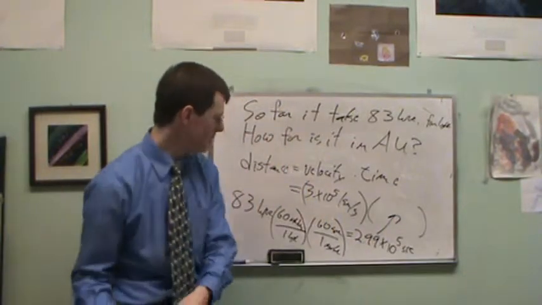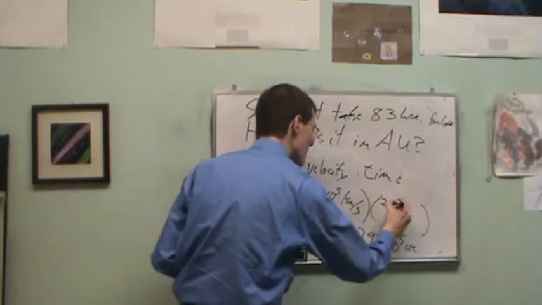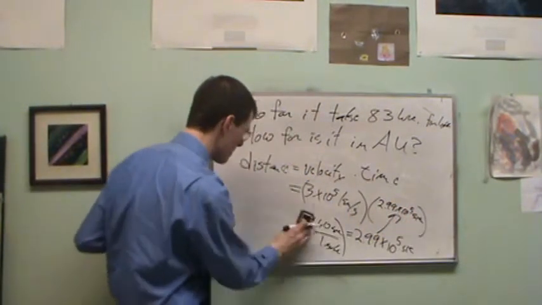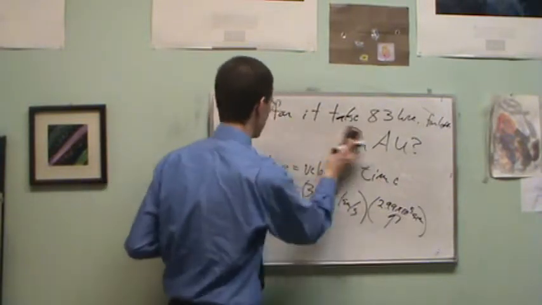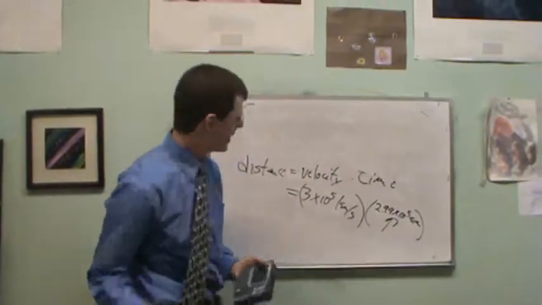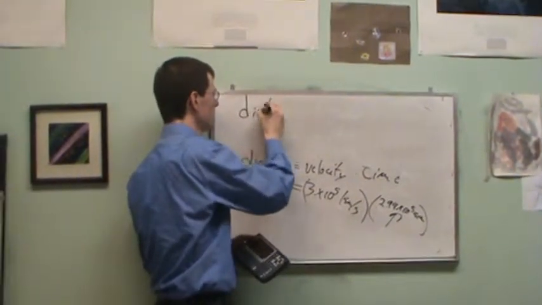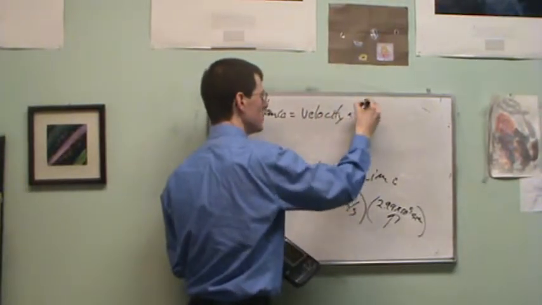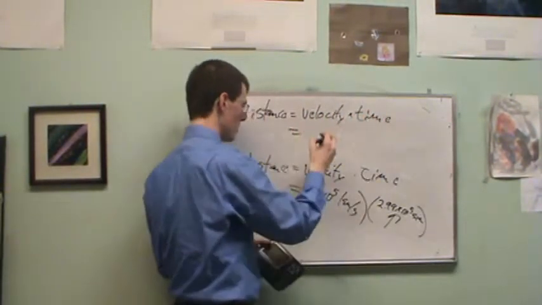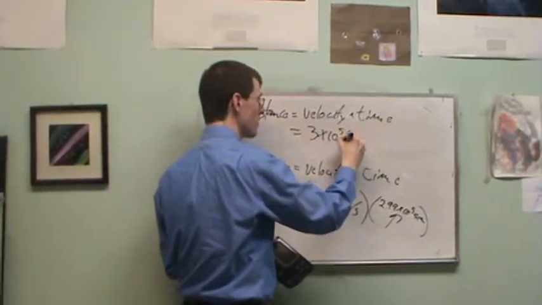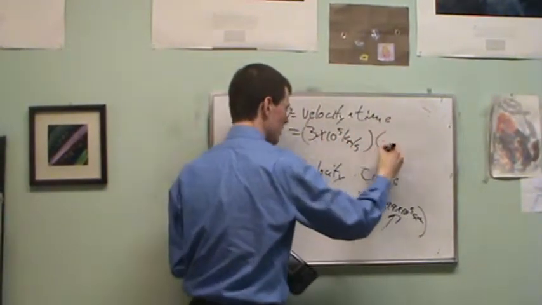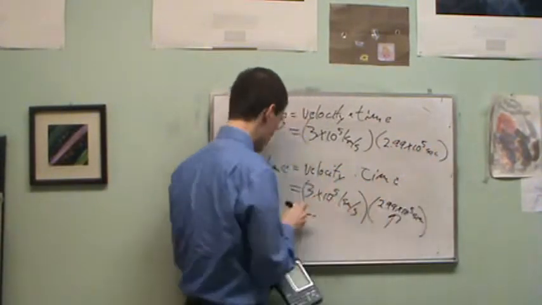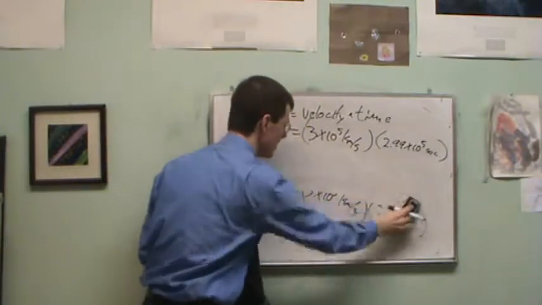So I want distance equals velocity times time. That time is 2.99 times 10 to the 5th seconds. So now I'm actually ready to do the math. Let's start again on a nice clean board. Distance equals velocity times time equals 3 times 10 to the 5th kilometers per second times 2.99 times 10 to the 5th seconds. I multiply all this out. I reach for my handy-dandy calculator.